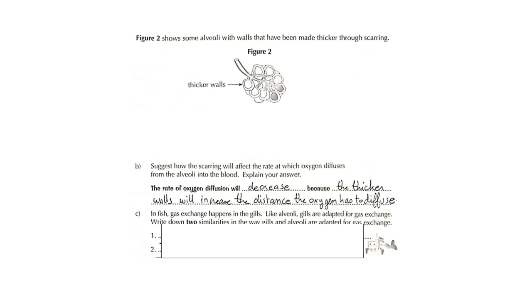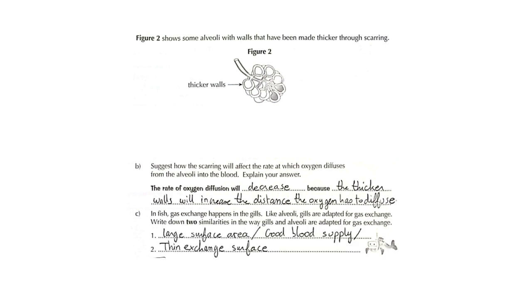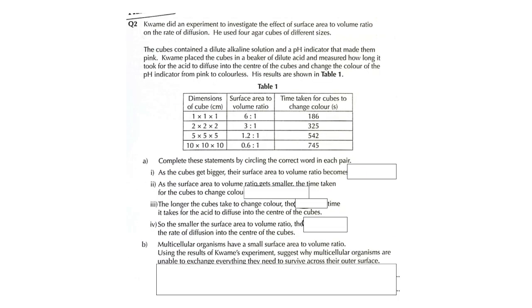In fish, gas exchange happens in the gills. Like alveoli, gills are adapted for gas exchange. Write down two similarities in the way gills and alveoli are adapted for gas exchange. Large surface area, very thin exchange surface, and good blood supply. Exactly the same. Next, I think this is the last question.